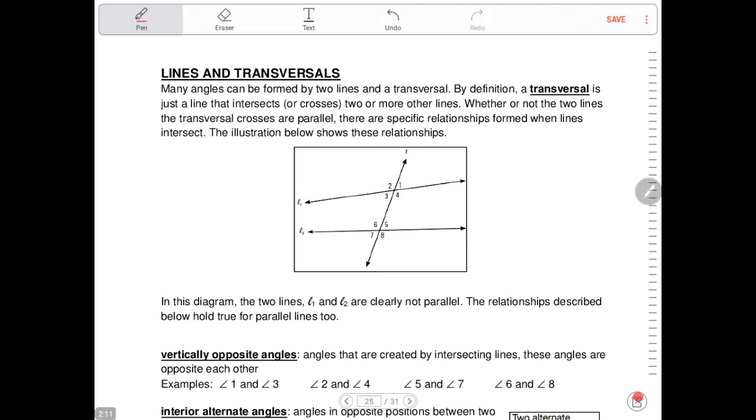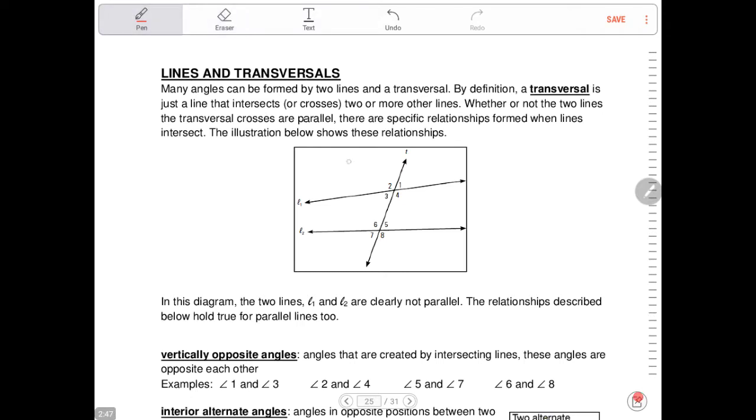The first kind that we have here is vertically opposite angles. These are angles that are created by intersecting lines. These angles are opposite of each other. This is the easiest one. So when you have vertically opposite, one way I always think vertically is up and down, okay? But the point is, if you look here, so angle 1 and 3, you see they are on exact opposite sides of an intersection. By that definition then, 2 and 4 must also be vertically opposite angles. They simply are on different sides of an intersection.